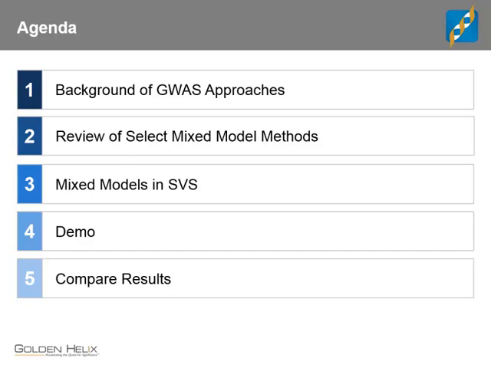Next, we'll talk about how these methods were implemented in Golden Helix's SNP and Variation Suite software. We'll run through the implementation in SVS and demonstrate how easy it is to get results and visual comparisons in the form of Venn diagrams. Finally, the top results from the methods will be compared.